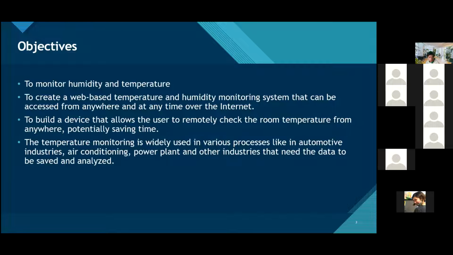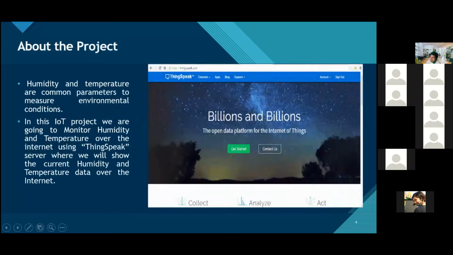So the objectives of this project are to monitor humidity and temperature, create a web-based temperature and humidity monitoring system that can be accessed from anywhere and at any time over the internet, and build a device that allows the user to remotely check the room temperature from anywhere. And lastly, temperature monitoring is widely used in various processes like in automotive industries, air conditioning, power plants, and other industries that need the data to be saved and analyzed.